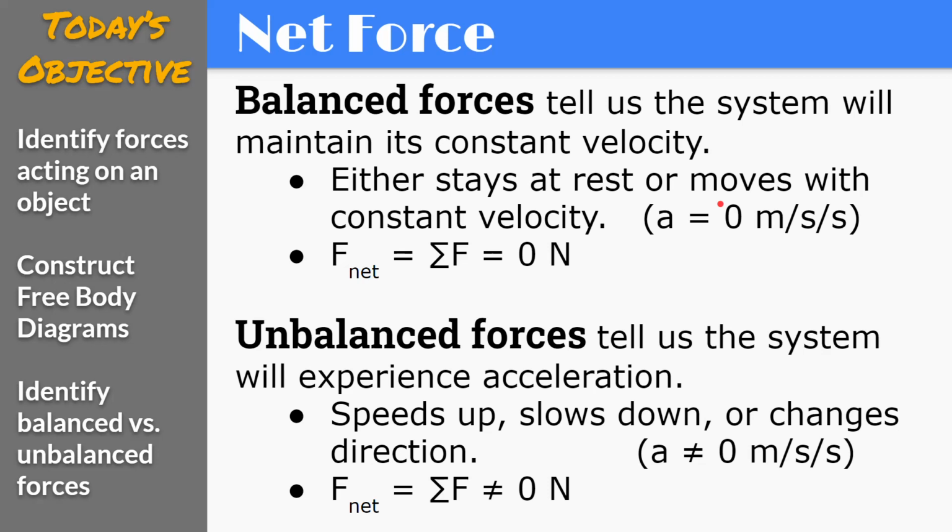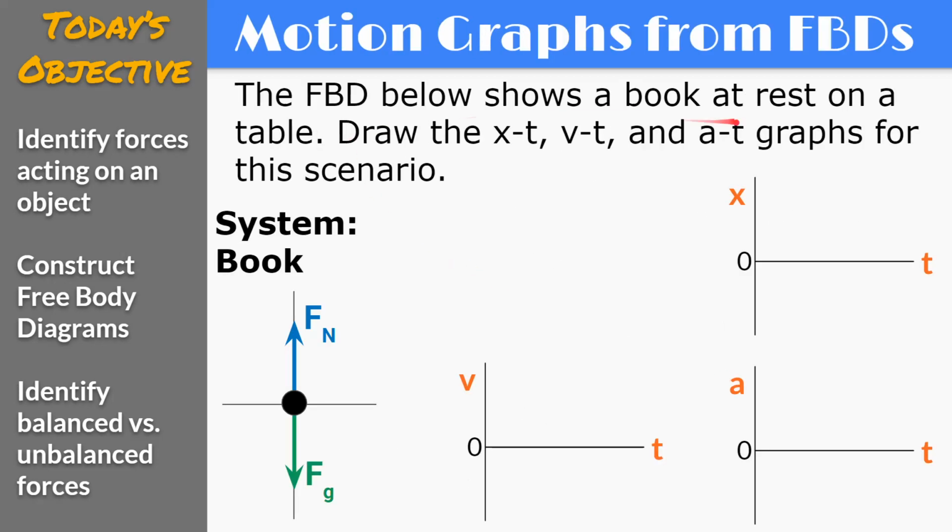Unbalanced forces, on the other hand, tell us that the system will experience acceleration. So you're going to see something where it speeds up, or slows down, or changes direction due to unbalanced forces acting on that system. If you have unbalanced forces, your acceleration's not 0. Maybe it's +2, maybe it's -7, depends on that scenario. But you're going to have a change in the velocity of the object. Again, that means that your net force, or the sum of your forces, is not equal to 0 because now they're not canceling each other out, at least not entirely. So they're unbalanced.